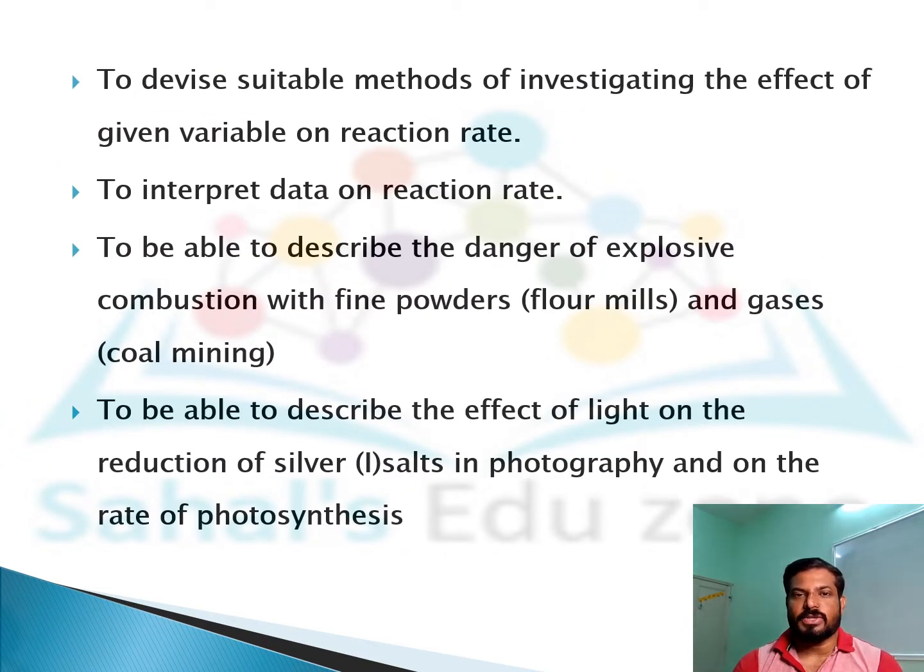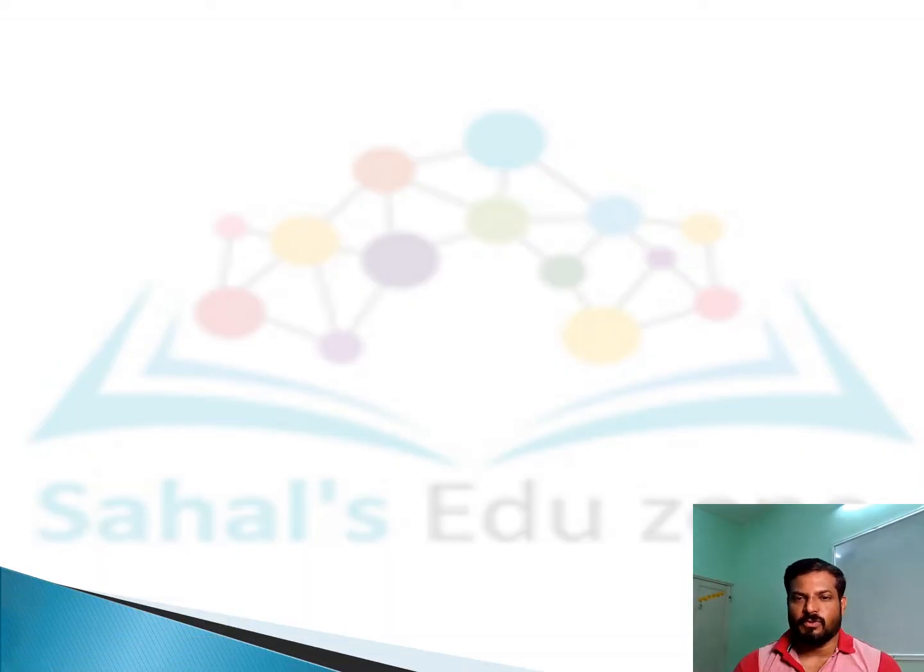to devise suitable methods of investigating the effect of a given variable on reaction rate, to interpret data on reaction rate, to be able to describe the danger of explosive combustion with fine powders and gases, to be able to describe the effect of light on the reduction of silver salts in photography and on the rate of photosynthesis. Let's discuss one by one.